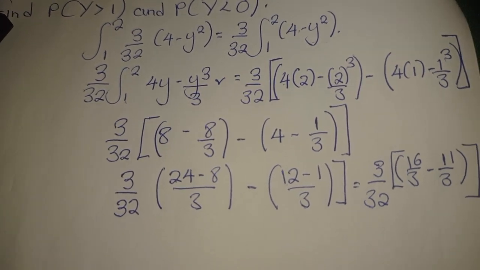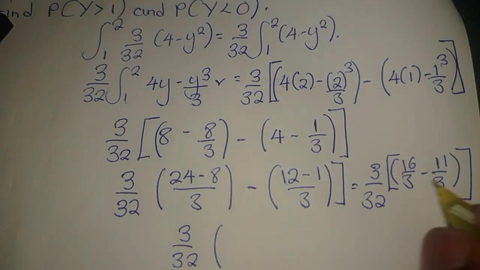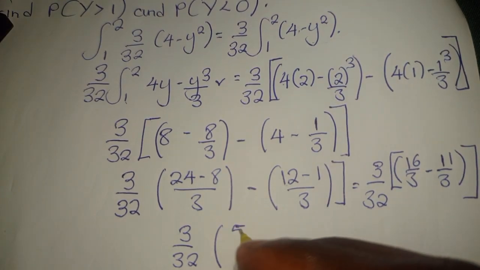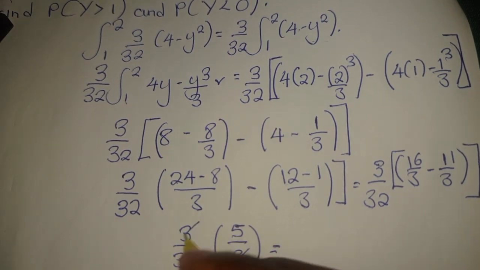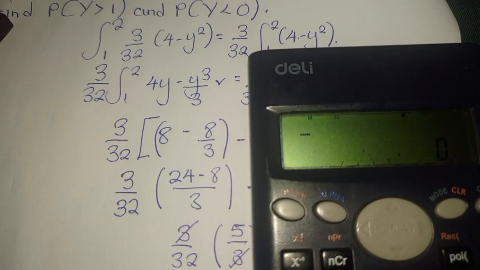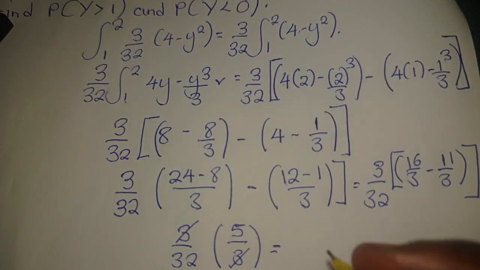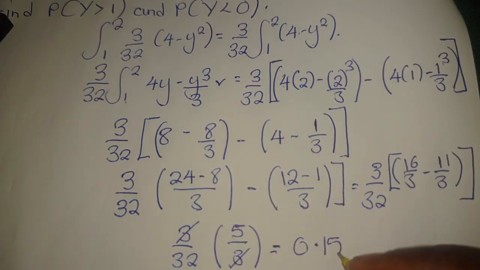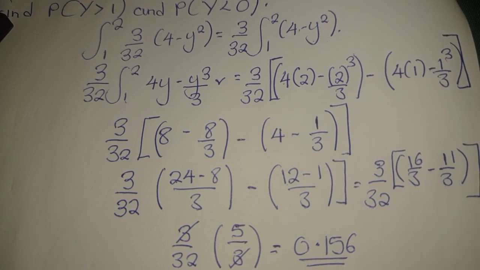So having done that, we just continue. Remember, if the denominators are the same, you just subtract the powers. So here you have 5 over 3, and you multiply. Remember, 3 and 3 here can cancel, so we can just go directly by dividing 5 by 32, and we get the value to be 0.156. So this is how you calculate the probability of y being greater than 1.